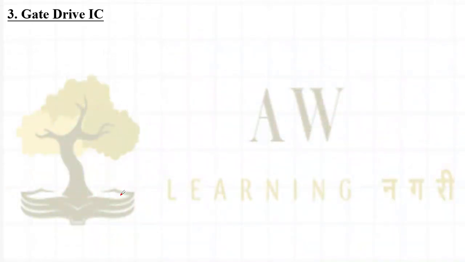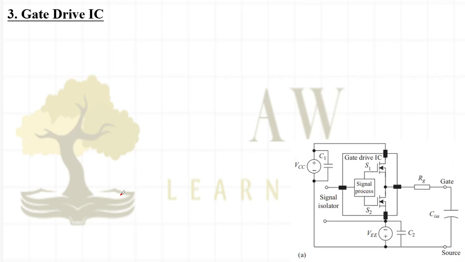Now the next thing is the gate drive IC. The selection of the gate drive IC is also very important. You will see here that I have my isolated power supply, then I have my gate drive IC. The gate drive IC includes a signal processor which will decide whether to pass the required signal or not based on the condition: whether a fault is there or not, whether normal condition is there or not, whether a sudden load change is there or not. All of this will be processed by the signal processor, and based on that it will provide the gate pulse.